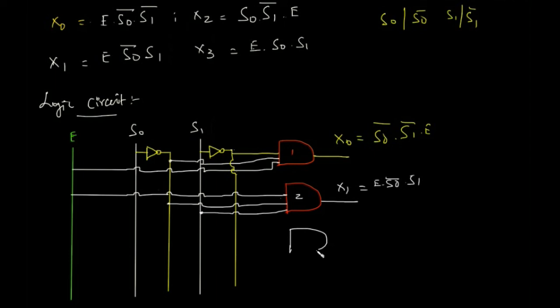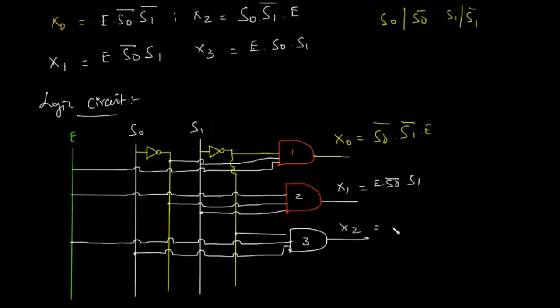And the next one will be gate 3, right? This gate 3 will be having S0 from the high line, one from the enable, and one from the low voltage line of S1. So this is X2. X2 is nothing but S0 S1 bar dot E, right?